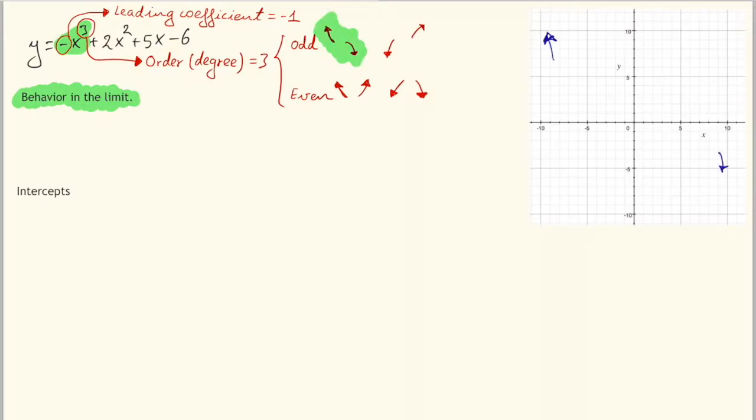So what we have is a behavior like this. And you can sketch this in the graph. So this is the first hint about how the graph is going to look like. More technically, we denote this way. We say the limit when x tends to infinity of y equals.